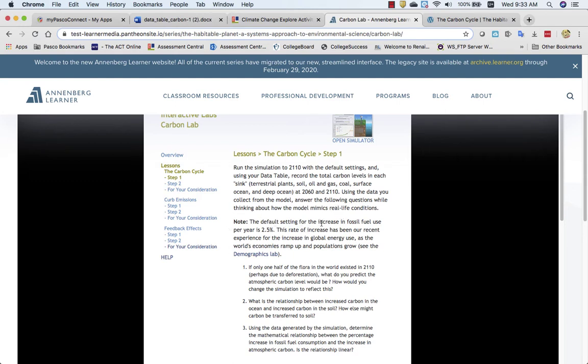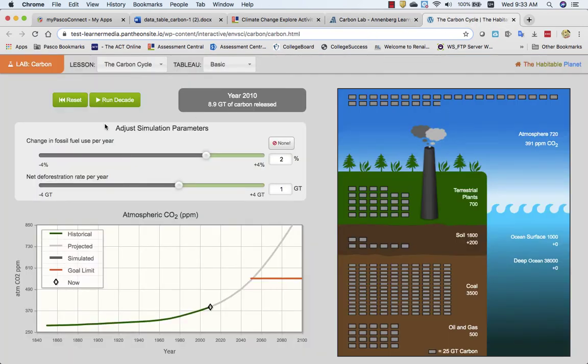It says the default setting for the increase in fossil fuel use per year is 2.5%. What that's saying is that it is predicted that we will increase the amount of fossil fuels we use as a society by 2.5% every year, okay? And that is one of the settings on this simulator. Right now, here it is right here, adjust simulation parameters, change in fossil fuel use per year. We just read it should be 2.5. Notice, by default, it's set to 2. So what we can do is click in that box, hit 2.5, and return, and it shifts it up. Okay? So now we are set at the right parameter.